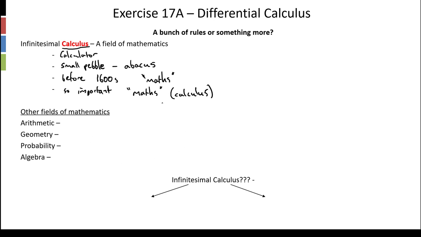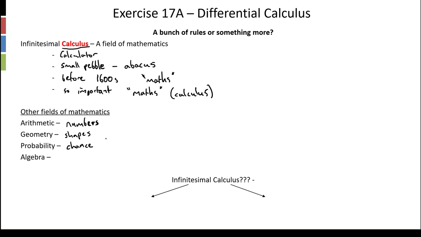So before we get into what is calculus, let's think of some of the other fields of mathematics. First, arithmetic. What is arithmetic? Well, that's the math of numbers and doing things with them, adding, subtracting, multiplying, basic arithmetic. Geometry, well, we've done a bunch of that over the years. That is the mathematics of shapes. Probability, what's that mathematics of? That's the mathematics of chance, or uncertainty.